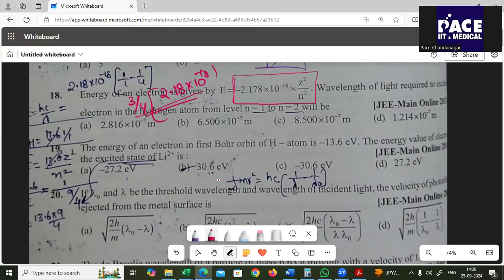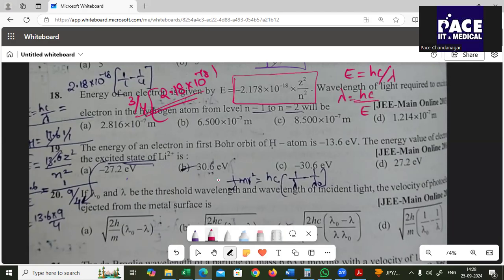But what is it that we are asked about completely? Which is the question we are doing? Yes, so wavelength is being asked to us. Wavelength is what? E is equal to hc by lambda, right? E is equal to hc by lambda. So lambda is equal to hc by E.